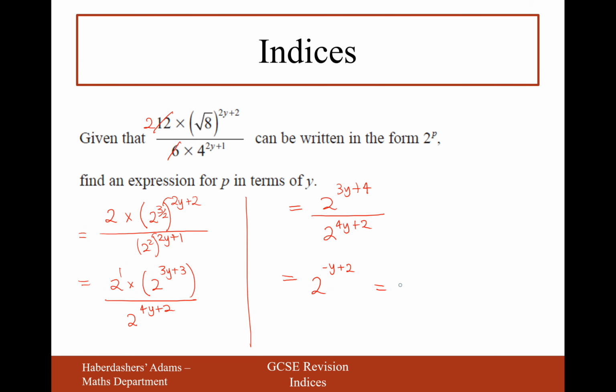So there we are. So that's equal to 2 to the p, so therefore p is equal to minus y plus 2. So there we are. So I've rewritten this big complicated piece of algebra here in the form 2 to the p. So it's 2 to the minus y plus 2.